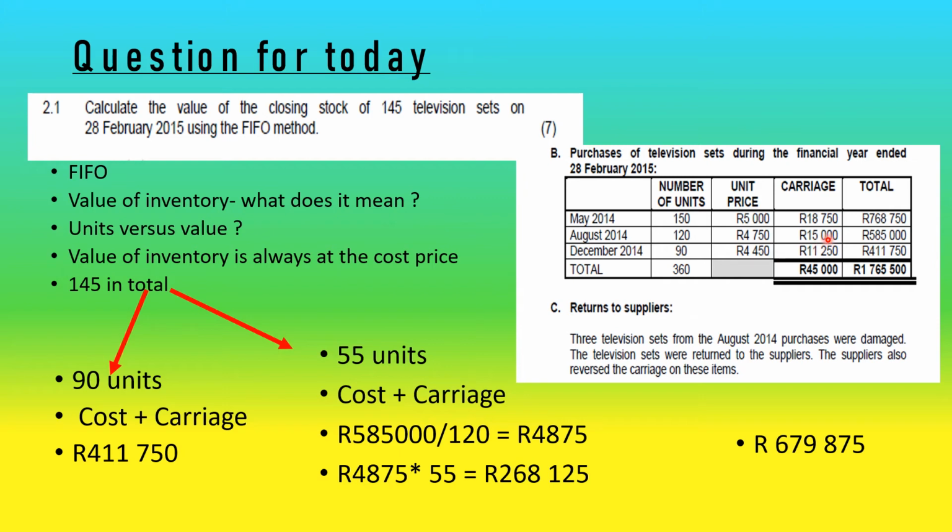Another way to calculate that would have been to use 4,750 as a unit price plus 15,000, which you would have had for 120 units. So you divide it by 120 and you multiply it for 55 units. You'd get to the same answer of 268,125 to give you a total of 679,000.